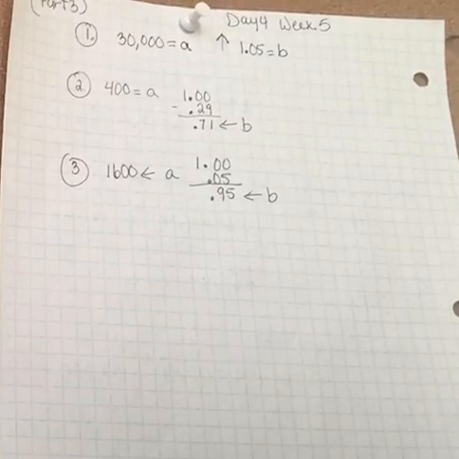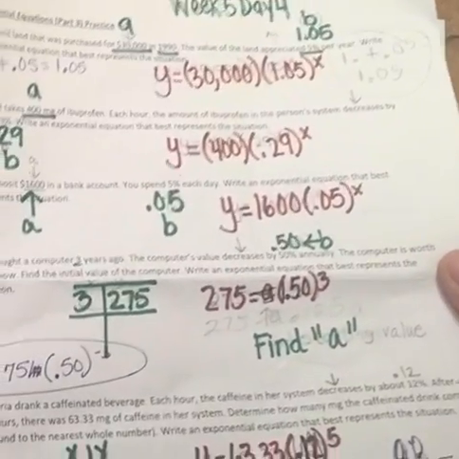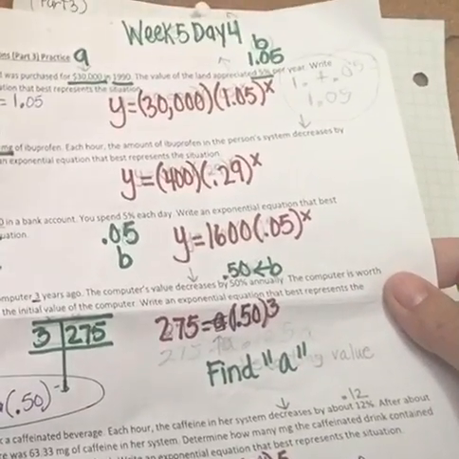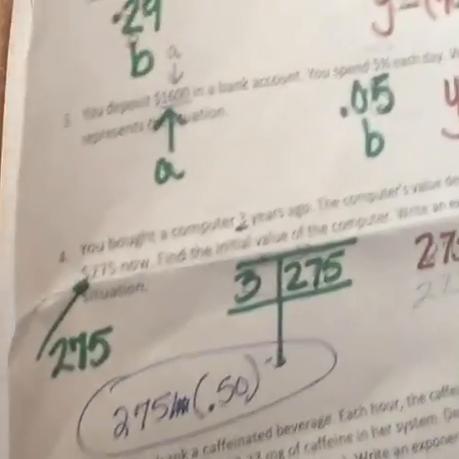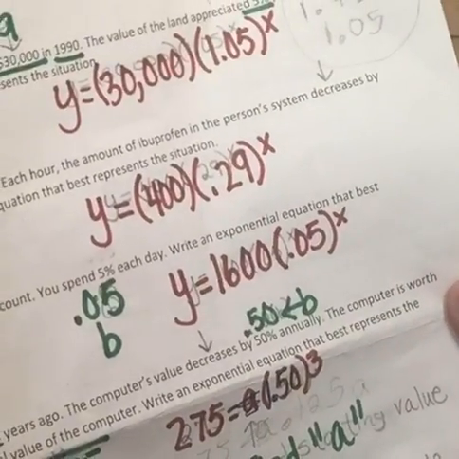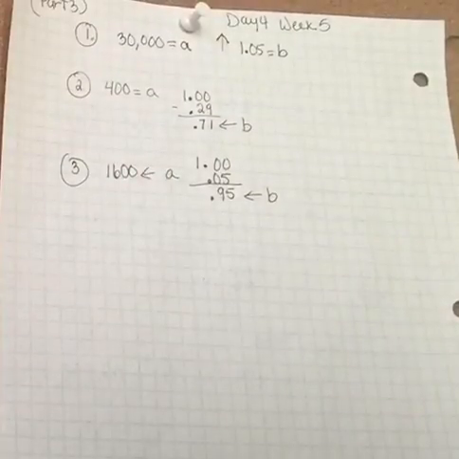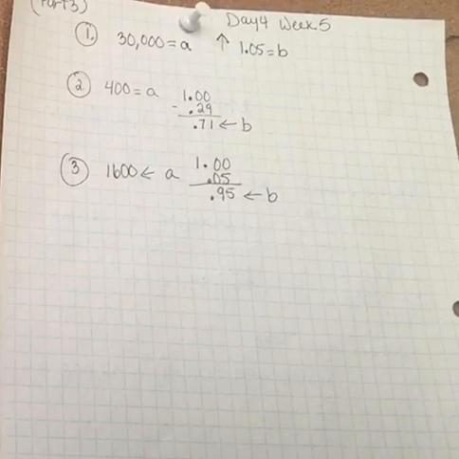Okay guys, this is week 5, day 4, and your worksheet looks like this, okay? Well, not exactly like it. It doesn't have all the writing on it, but it says writing exponential equations, practice 3. I'm going to use this sheet because I wrote all over this one. And so let's do number 1.